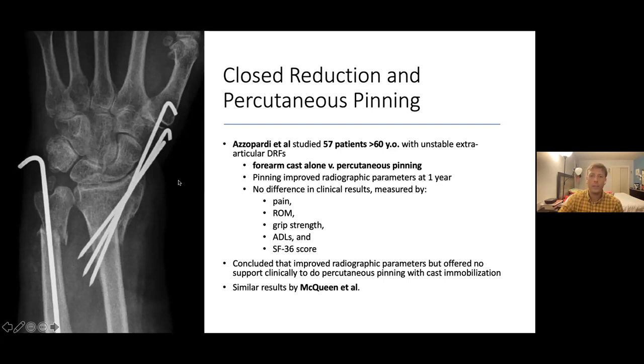A study looked at 57 patients that were older than 60 years old with unstable extra-articular fractures. What they found was forearm casting alone versus percutaneous pinning: pinning improved radiographic parameters, but as far as clinical results are concerned, it's all the same. And I know that we just talked about this, and it's going to be a common thread through much of this study, but really it improved radiographic results. But as far as the patients' reports with pain, range of motion, grip strength, all of them, there was no difference found. So it concluded that pinning improved radiographic parameters but offered no support clinically. And then McQueen had similar results.